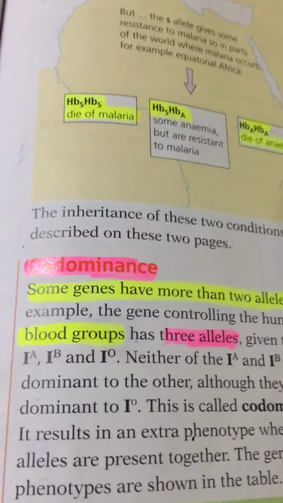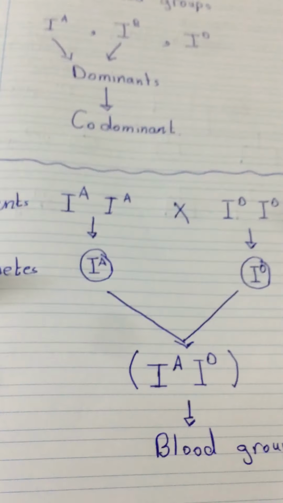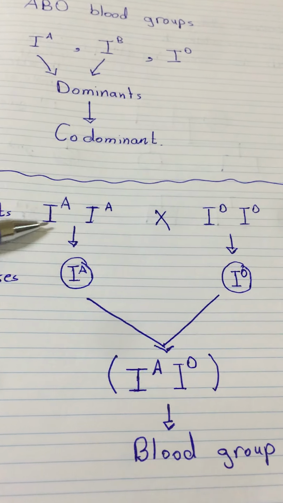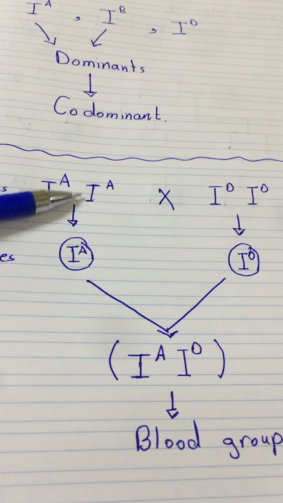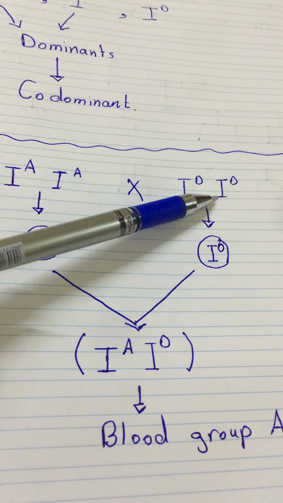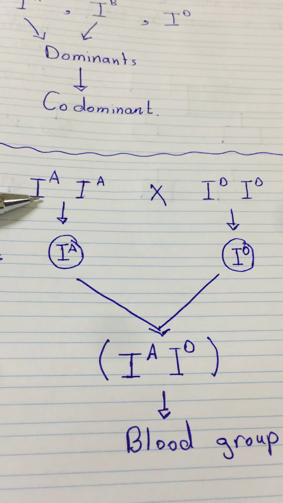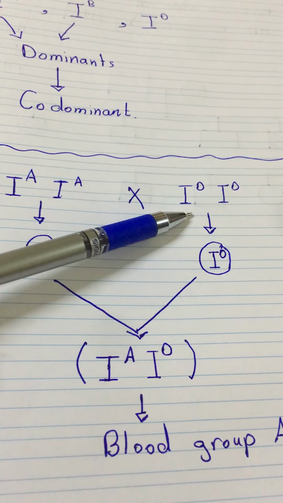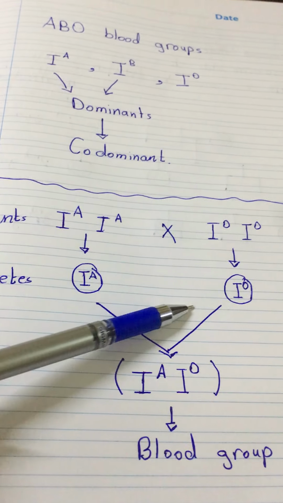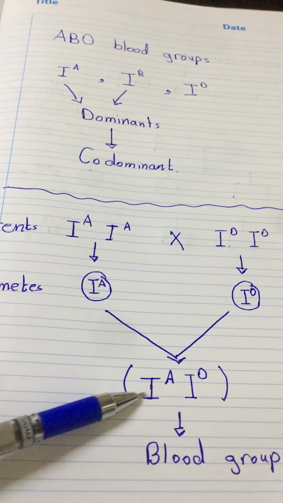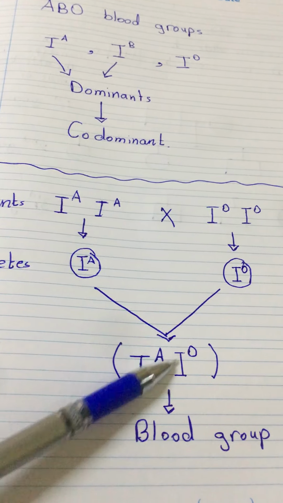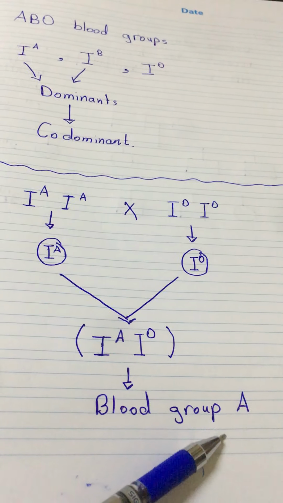Now I'm going to give you an example of what will happen if we have 2 homozygous parents. So we have IA IA for the male and IO IO for the female. So here we have the first parent from group A and the second parent from group O. The gametes are IA capital and IO. That will produce 4 offspring, all IA, IO small. So here the blood group is A.